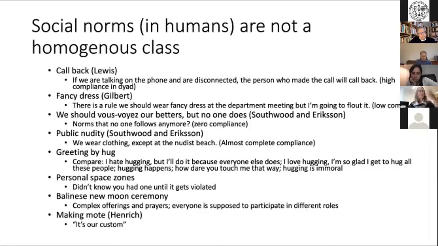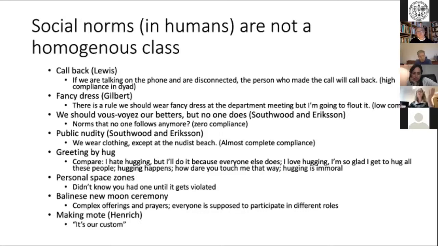Another famous case of social norms discussed by Margaret Gilbert is that there's a rule we should wear fancy dress at the department meetings, but I'm going to flout it. And a number of people flout it, so it's okay. So there's this norm, it's expected, this is what one does. Perhaps this is what one used to do more often. And the younger faculty members don't do it as often. But at what point do we have a norm with low compliance? And at what point do we not have a norm anymore?